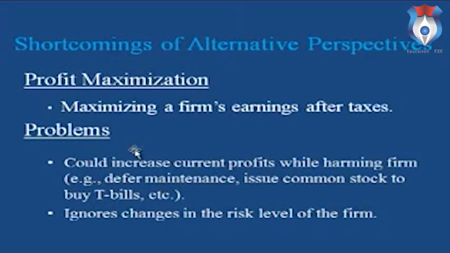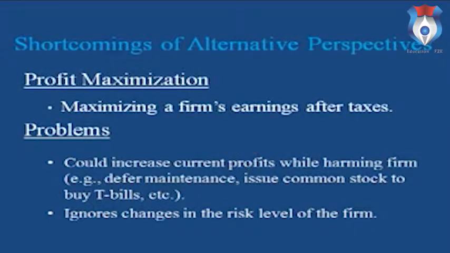For example, profit can be increased while harming the firm by, for example, deferring maintenance or by issuing common stock to buy treasury bills. So this will no doubt increase the profit of the business, the earning after tax of the business, but by issuing common stock, if you are buying T-bills and getting returns, then this will dilute earning per share. So it should not be considered the ultimate goal of the firm.